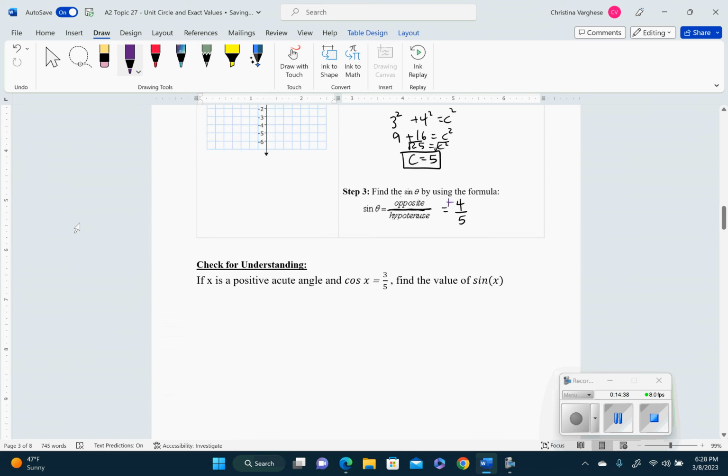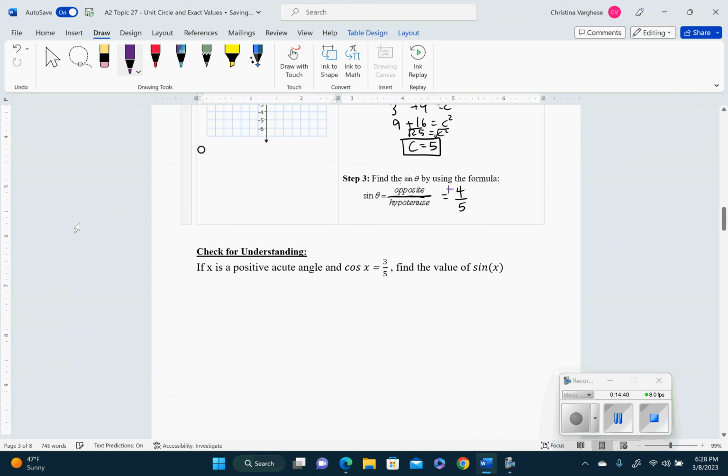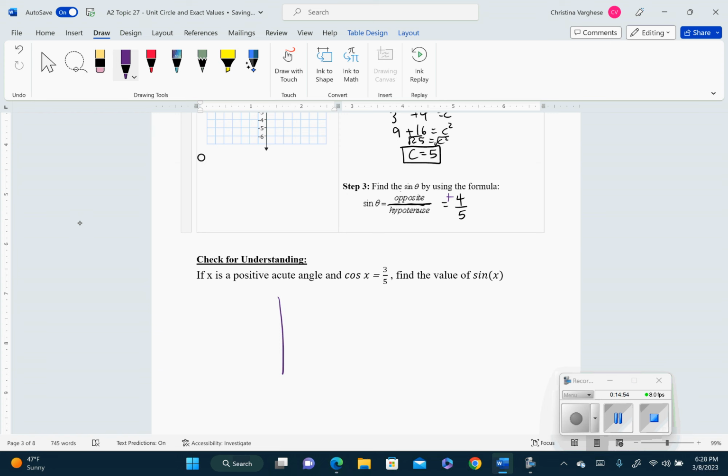Okay, done. So what I want you to do is I want you to pause, and I want you to do this check for understanding and show it to me in class, right? So just to help you out a little bit, let's go ahead and draw a right triangle. Let's draw a right triangle right here. You can probably draw it way better than me. Let's go ahead and say, okay, let me see if I can draw this better.